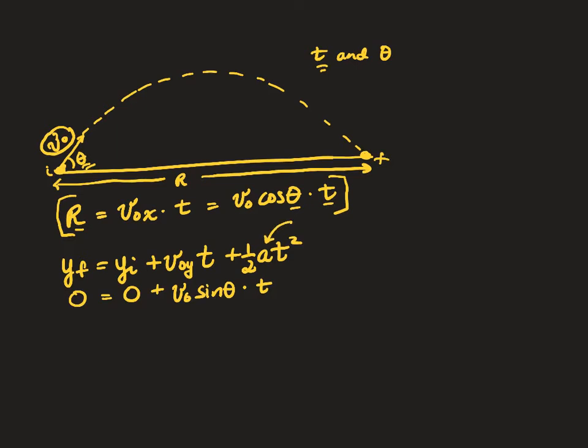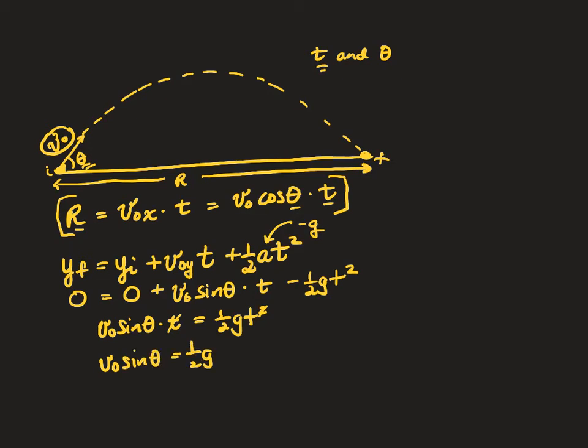And then my acceleration, remember, is negative g because vertically I'm undergoing free fall. So minus 1/2 gt squared. Now, as long as t is not equal to 0, which it's not, I can rearrange this and get a pretty neat result. V naught sine of theta times t equals 1/2 gt squared, and one of my t's go away, and I get V naught sine theta equals 1/2 gt.